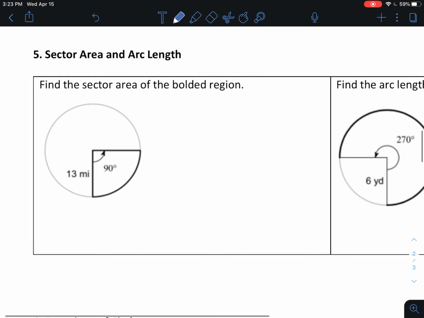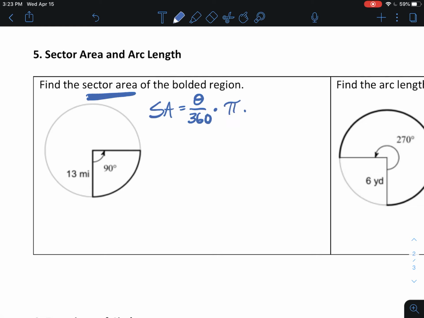So to find sector area, right, area deals with the area formula. So area of a sector, I called that SA in class, that's going to be equal to the angle that we're given divided by 360 multiplied by, and then this is the area formula, pi r squared. So then if we look at this, the angle that we're given is 90 degrees. The radius that we're given is 13, so then we just plug it in. So surface area equals 90 over 360 multiplied by pi times 13 squared.